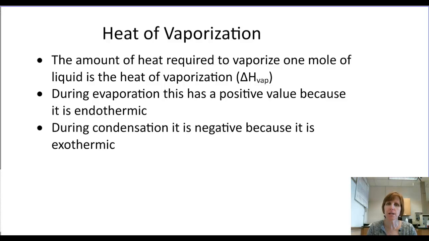Heat of vaporization is also something that we need to consider, and we can actually do some calculations with this. So the definition is that it's the amount of heat required to vaporize, that means to change it from liquid to gas, of 1 mole of liquid at a certain temperature. So during evaporation, we're going to have a positive delta H vaporization, but when it's condensation, it's negative, because remember, those processes are endothermic and exothermic in that order. So evaporation is endothermic and condensation is exothermic.